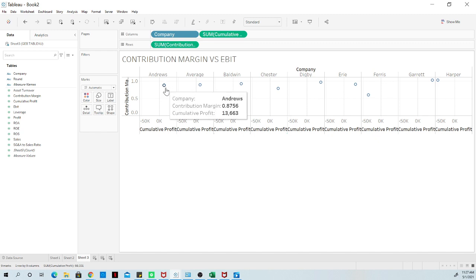Now let's take a look at this. So our cumulative profit is 13,000, while our contribution margin is 0.8. Let's take a look at Garrett, which is very good. Their contribution margin is 1.242 and their cumulative profit is 40,000.